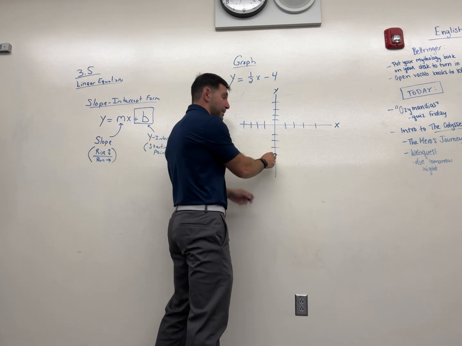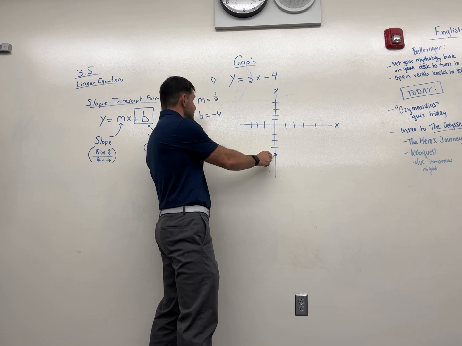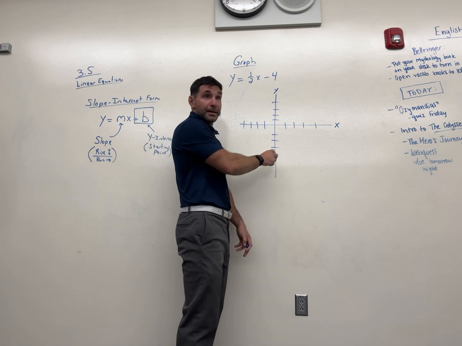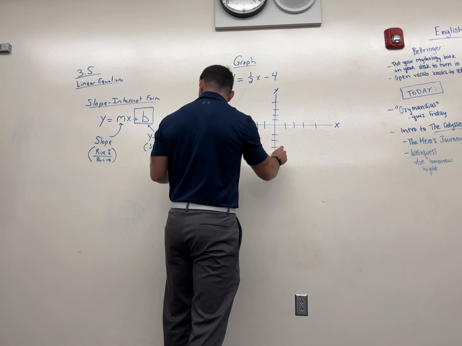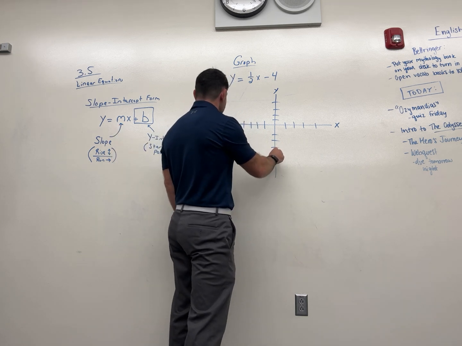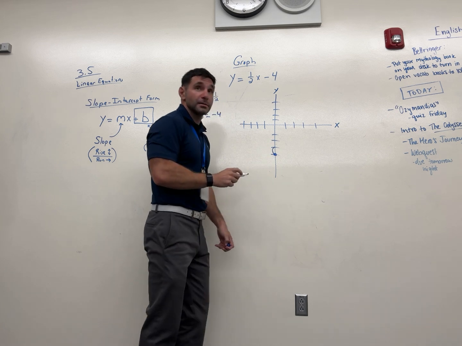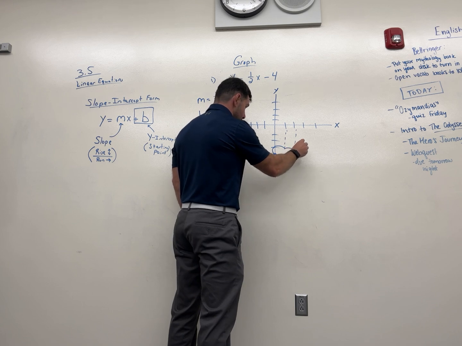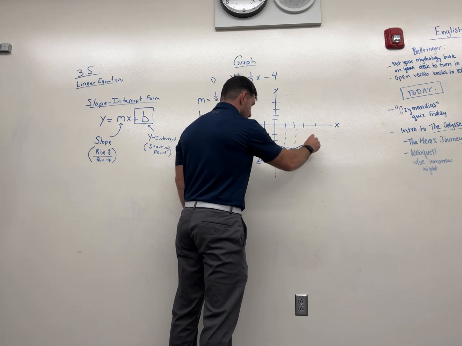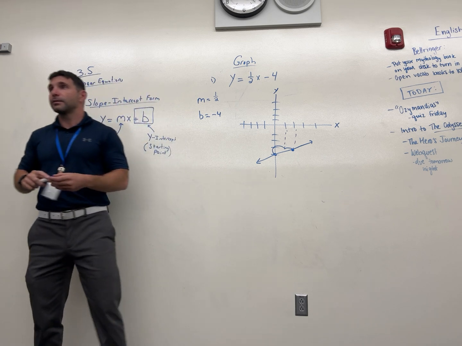And I do not move my pencil or my marker. Keep it there. My slope is positive, which means we're going up. How many? The rise is 1. The run is 2. 1, 2. And I've now graphed that line.